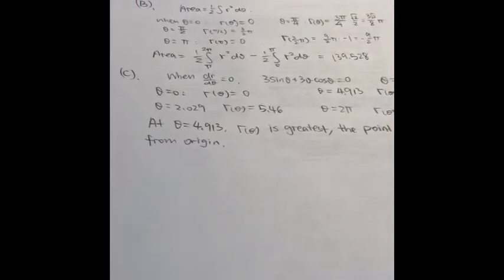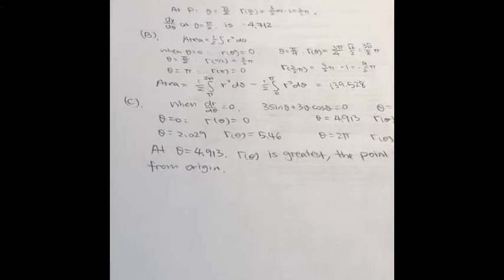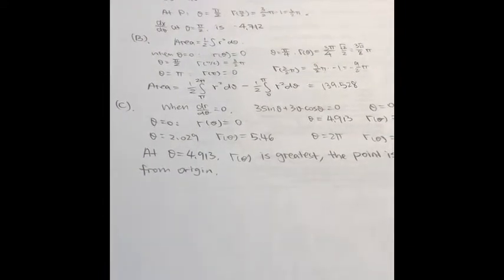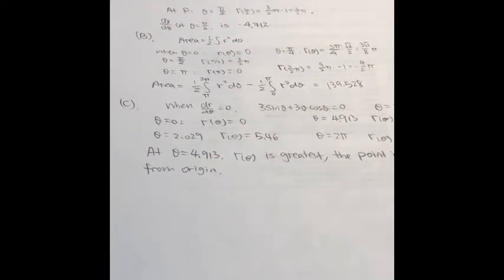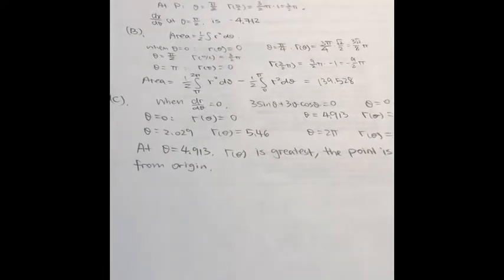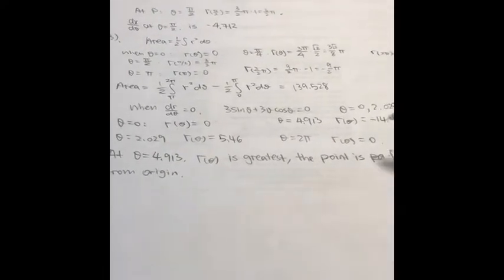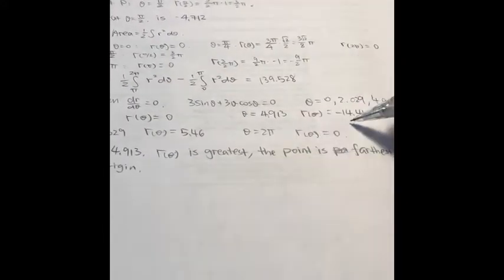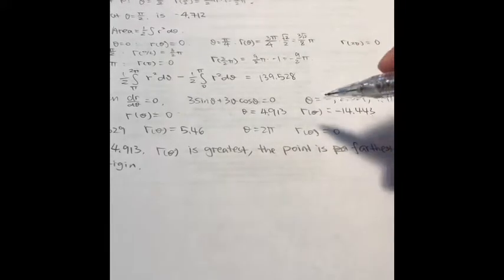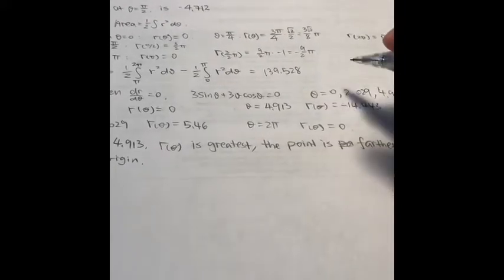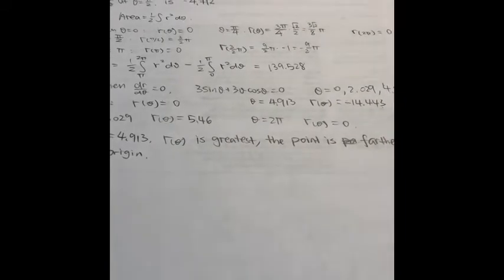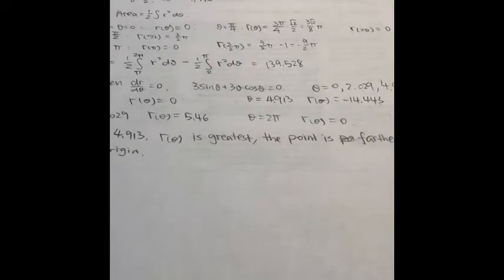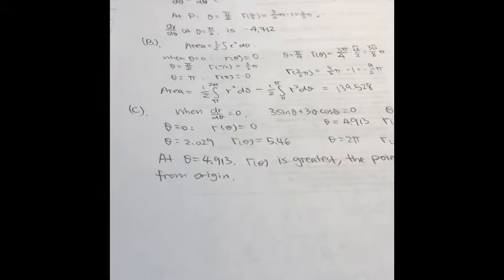So for each of these values of theta, we want to know what r is in order to find which r is the greatest. After finding the value at each point, we get that theta equals 4.913 gives the greatest distance from the origin, which is 14.443. So at theta equals 4.913, our r is greatest.